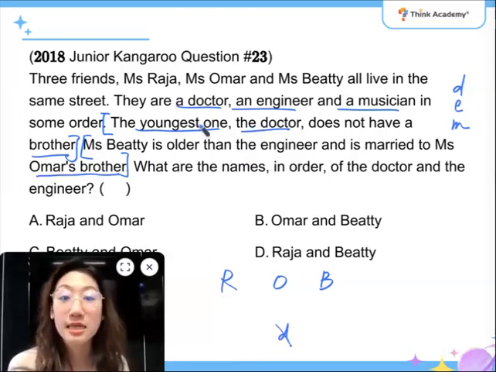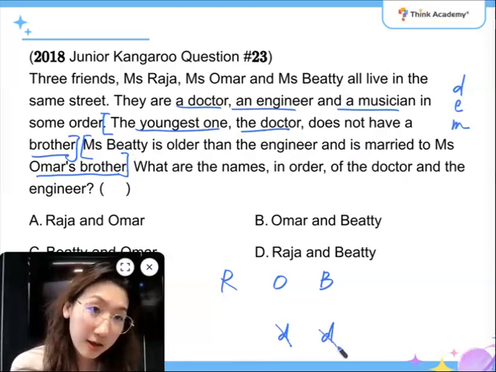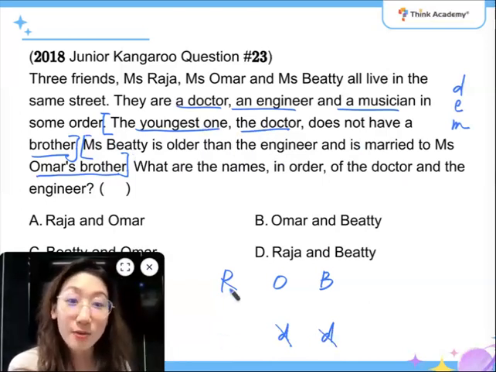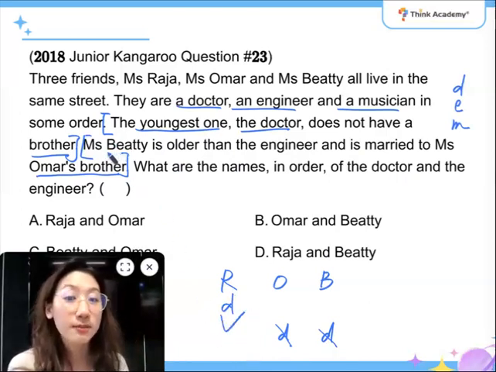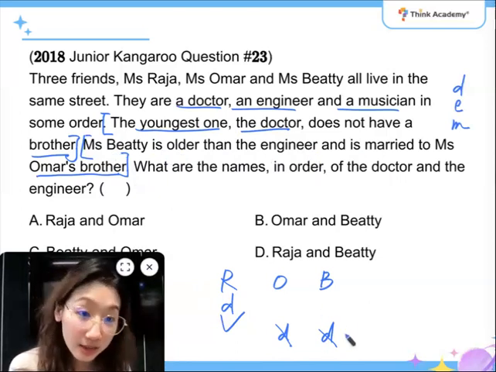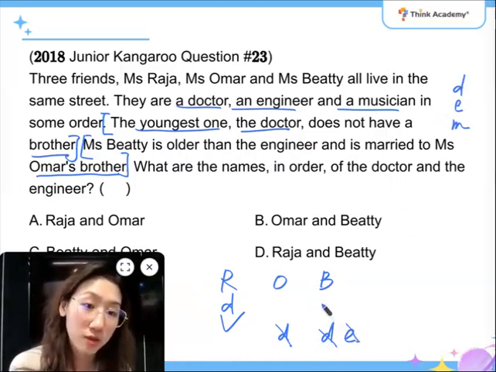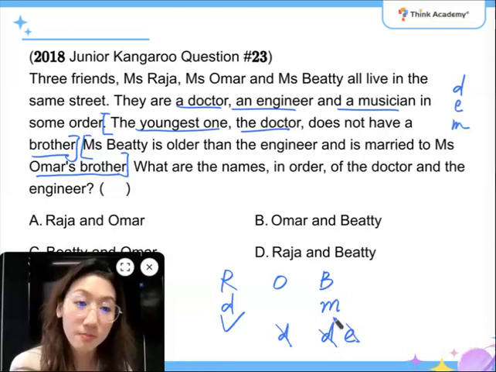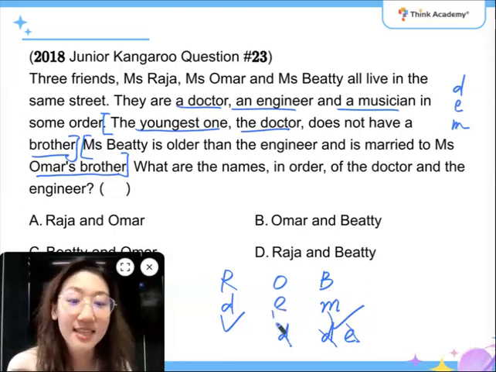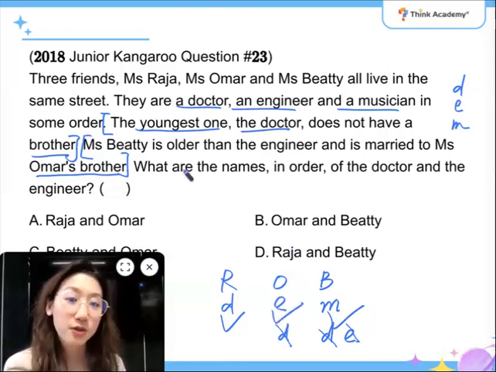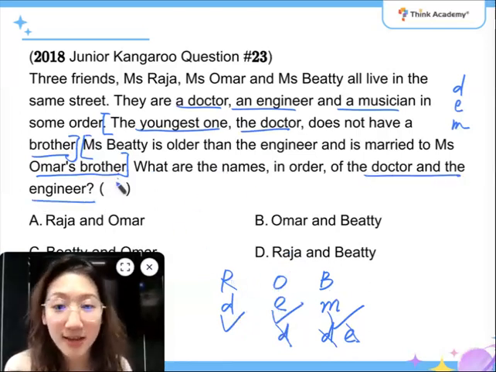And we also know the doctor is the youngest one. If Miss BT is older than someone else, then Miss BT will not be the doctor either. So that means what's left for Roger is just the doctor position. So Roger will be the doctor. And also we know that Miss BT is older than the engineer. That means Miss BT herself is not an engineer. If Miss BT is not an engineer, then out of the three occupations, what's left for Miss BT is just the musician. So BT is the musician. And now what's left for Miss Omar is the only one left, that's the engineer. Okay, so now if you want to find the names in order of the doctor and engineer, they are Roger and Omar, so A is the answer here.